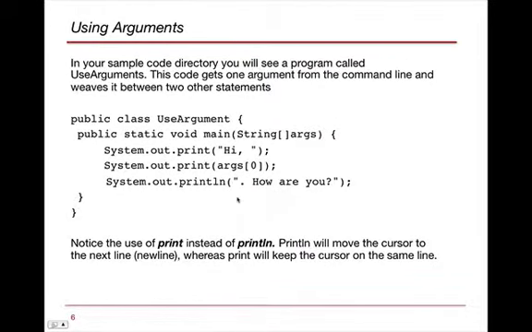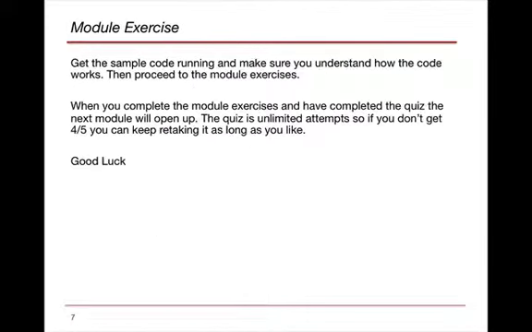In your sample code directory, you'll see a program called UseArguments. This code gets one argument from the command line and weaves it between 2 other statements. So you'll see here where we have the main function, we have hi, then args[0], and then we say how are you. Notice we use print instead of println. Println actually moves the cursor to the next line or creates a new line, whereas print will keep the cursor on the same line. So by doing the 2 prints first, it will keep it on the same line, follow up with how are you, and then take you to the next line. So all of the items will appear on the same line.